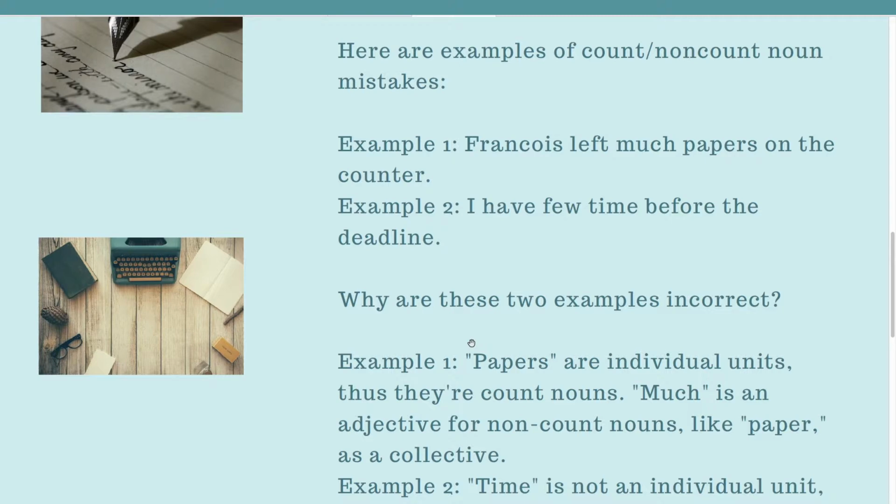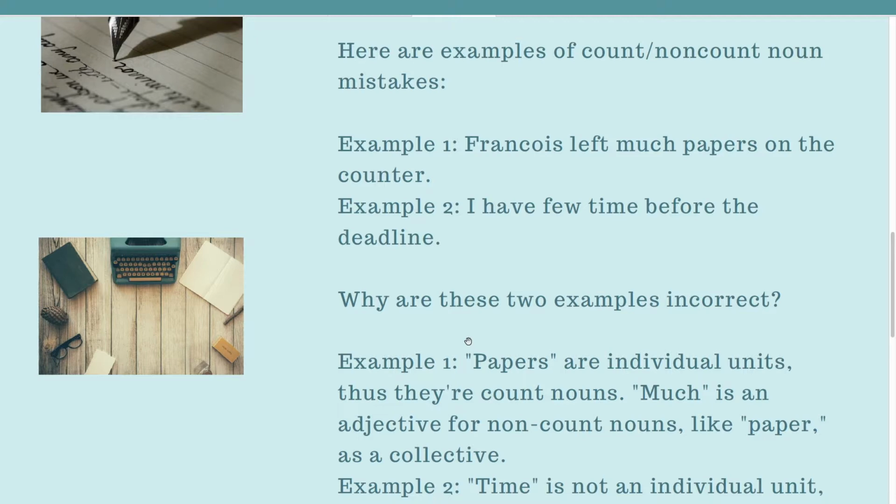Francois left many papers on the counter. But if you were to say paper, you would use much. Francois left much paper on the counter. Does that make sense? It's dividing them by number or describing them as a collective. Describing them as a collective is non-count, and that would be paper, and it would be much. If you divide them into individual papers, they become count nouns, and so you would say many papers.